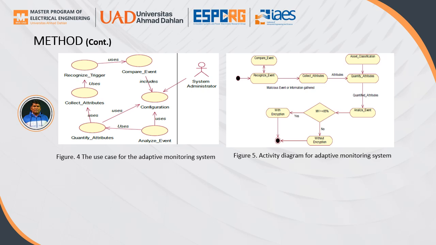It involves assigning numbers or symbols to attributes based on the established rules. It provides insights into the models intended for the adaptive monitoring system. And these two figures summarize the functionality and the activities of our proposed research.